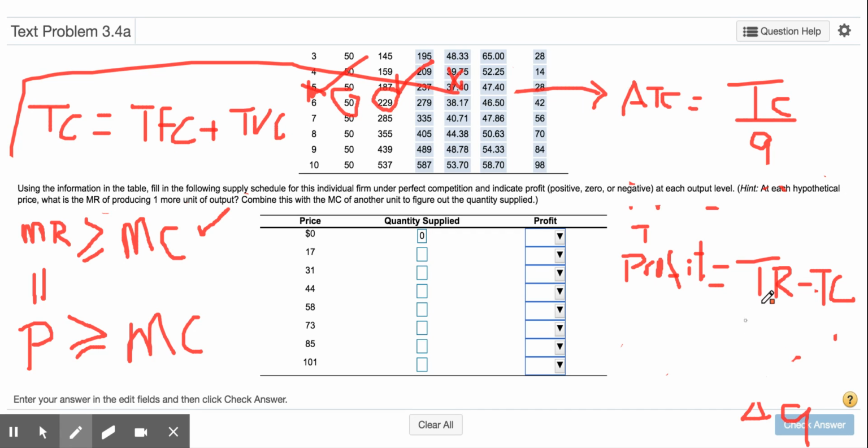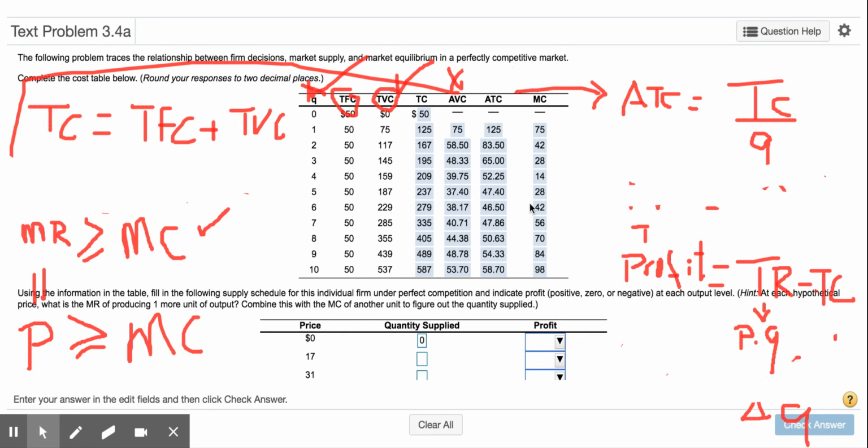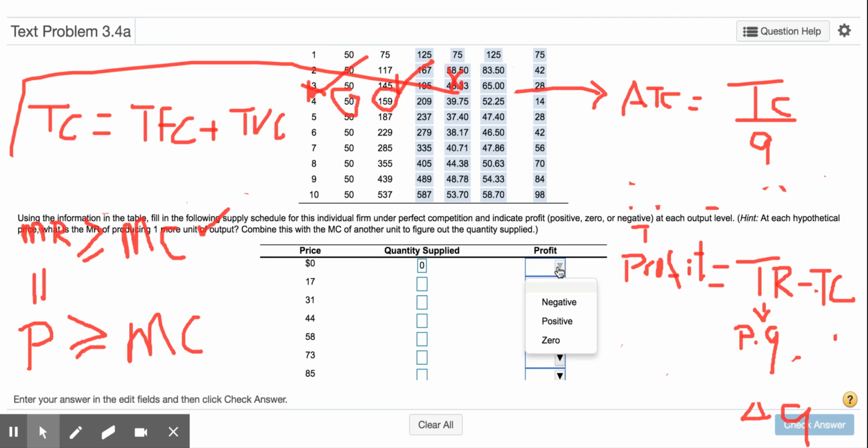So what is total revenue? This one is the price multiplied by quantity. So when the price is 0, it's going to be 0 minus total cost. What is total cost? You get it from this table. So total cost will be 50. So in this case, 0 minus 50 will be negative.